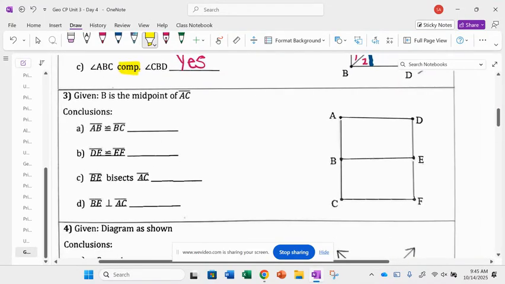So here, I want you to mark what this means. It says B is the midpoint of AC. So go to your diagram, mark what that means, and then hold it up for me to check. Perfect.